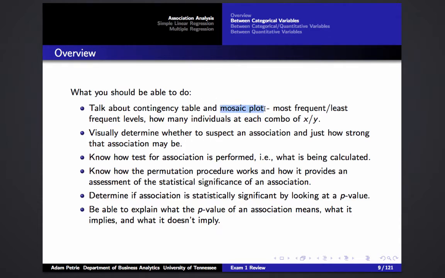And the interpretation of the mosaic plot, the visual interpretation, is extremely important. Be able to determine, just by looking at the mosaic plot alone, whether or not you should suspect that there's an association going on between the two variables, and also be able to at least informally gauge how strong that association might be. And then if we want to investigate further, if we actually want to run a statistical test for the association, you need to know the ins and outs on how that test is actually performed. What exactly is being calculated or compared, and how is the assessment of statistical significance being made? In other words, know how that permutation procedure works.